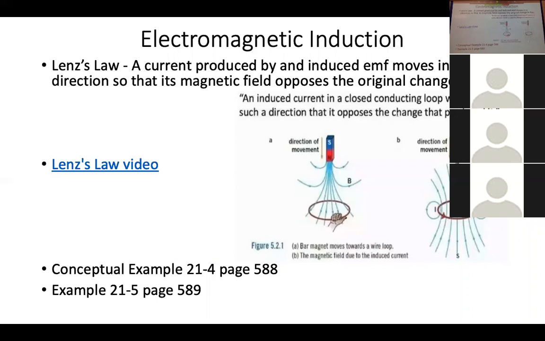But the idea here is essentially that the current is produced in a way that, because it's a current, it produces its own magnetic field. So the magnetic field that the current produces opposes the change in flux. I always think of it as inertia, and it helps me think of it this way, inertia of magnetic field.